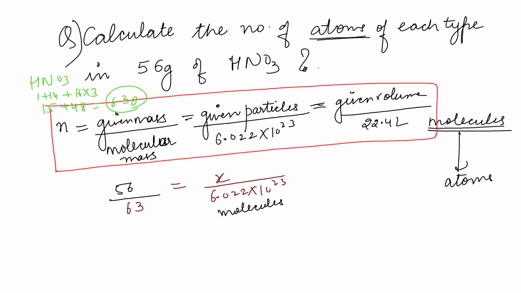So what does that mean? It doesn't go like that. It's basically 56 over 63. So the number of molecules here comes out to be 56 over 63 into 6.022 times 10 to the power 23. Yes or no? Are we understanding the point or not? Got the point? Solve this. So these many molecules you will have.